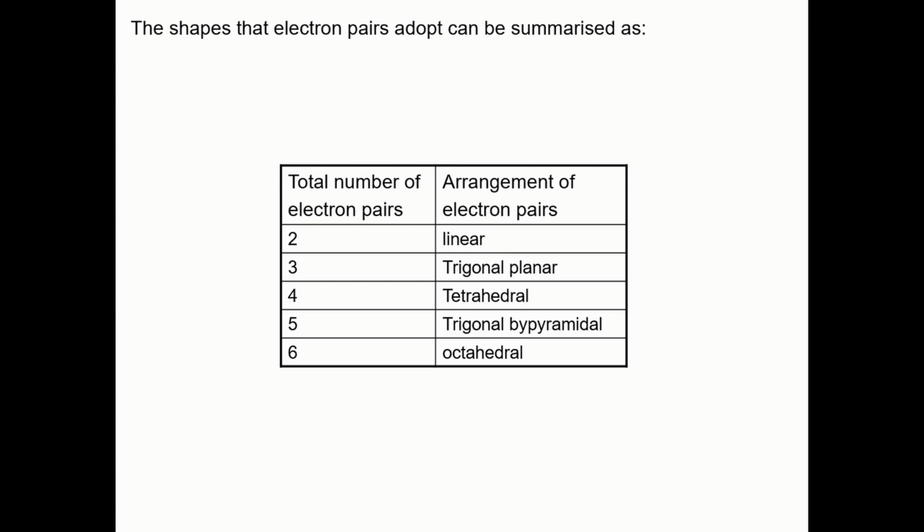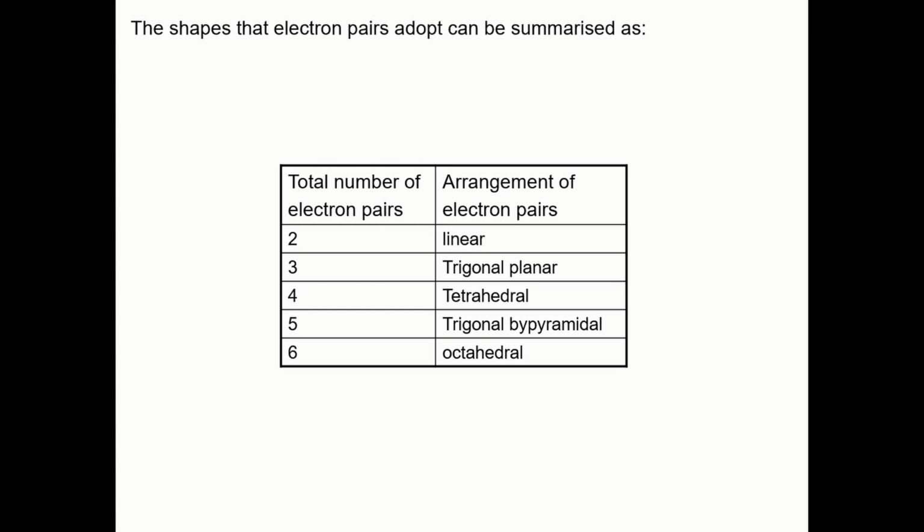So we can summarise the electron pair shapes by this table here, and really if we're looking at 2 electron pairs, then the arrangement of those pairs will be linear, 3 will be trigonal planar, 4 will be tetrahedral, 5 will be trigonal bipyramidal, and then 6 will be that octahedral shape. Now, this is only for those electron pairs. This is whether they are bonding, non-bonding, a mixture of the two.